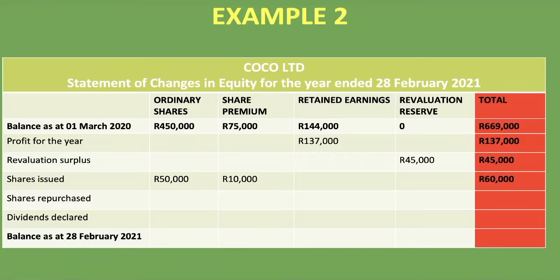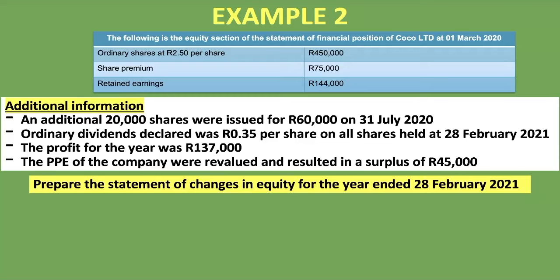And then for the shares repurchased, we know that we didn't repurchase any shares, as we can see here from our additional information. We didn't repurchase any shares from our shareholders, so we're going to leave that one blank. And then, is there anything we are missing here?